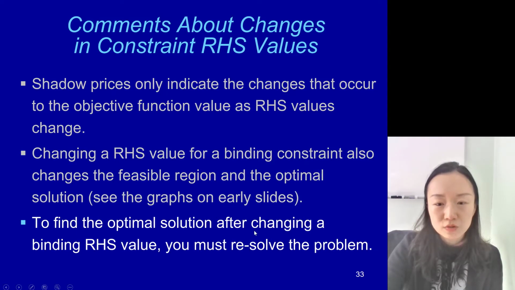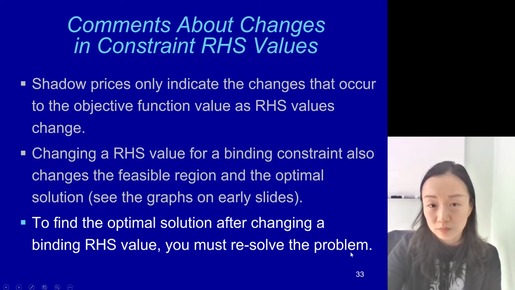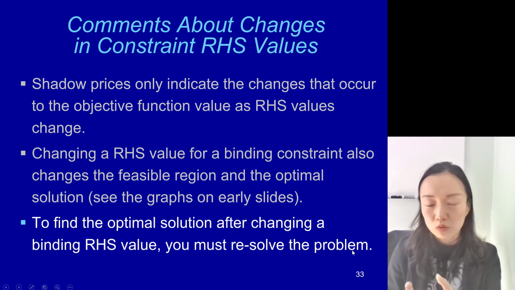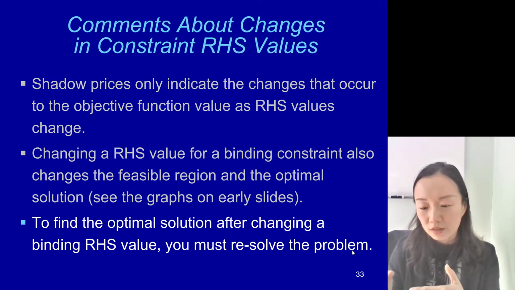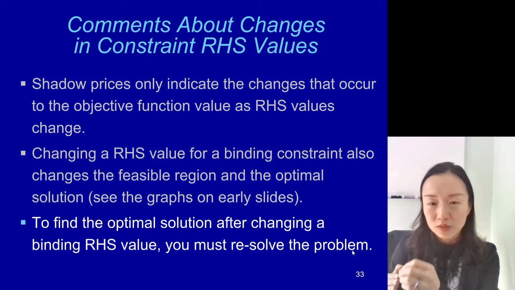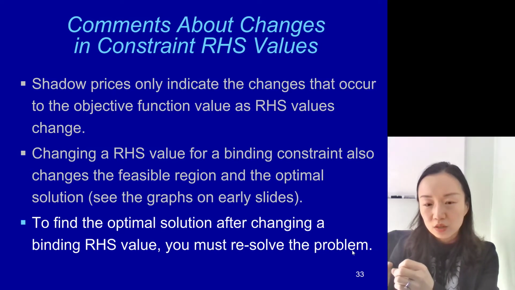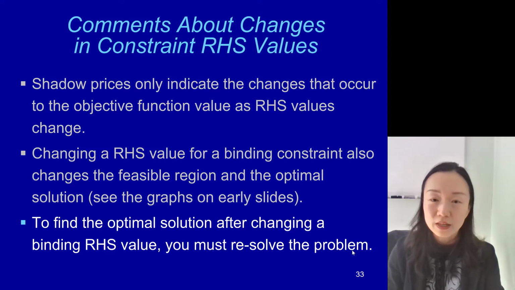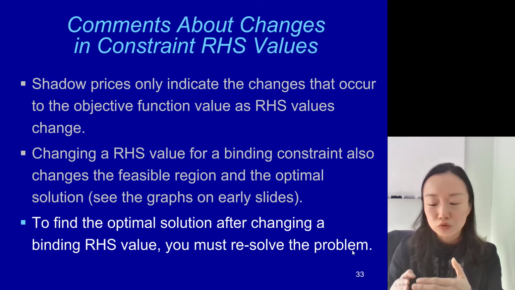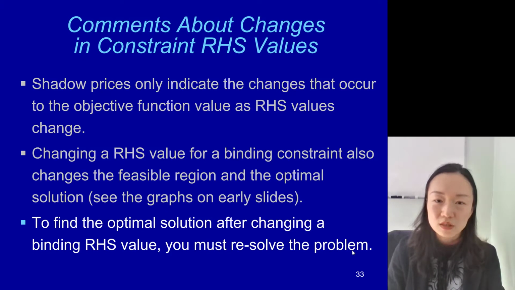To find the optimal solution after changing a binding right-hand side value, you must resolve the problem. When we change the right-hand side of a binding constraint, we know that constraint moved outward and the solution, which was represented by that green dot, also moved. But what's the new point that we have to find? If we have only 2 decision variables, we can find the new point by using the 2 lines represented by the 2 constraints. But if we have more than 2 decision variables, then we have to resolve the problem in Solver to find the optimal solution.